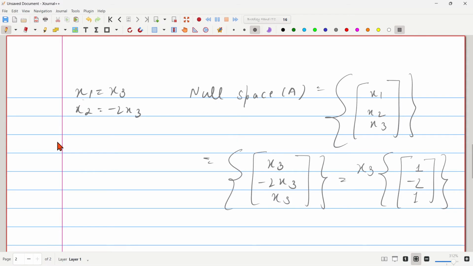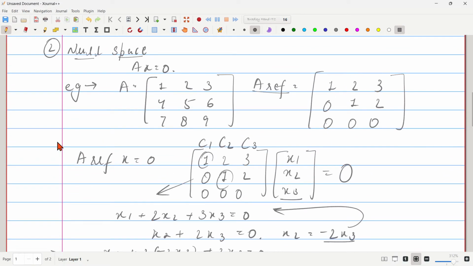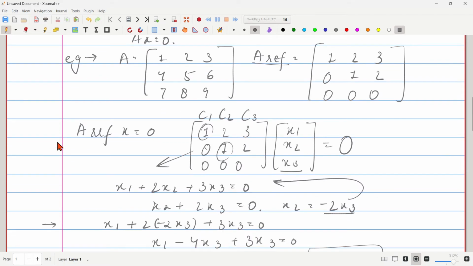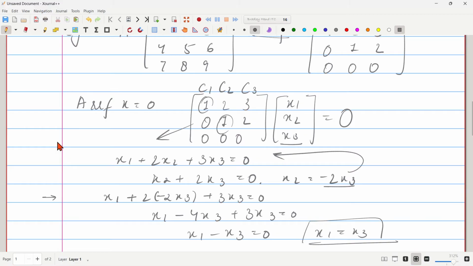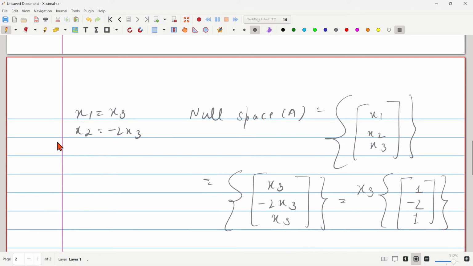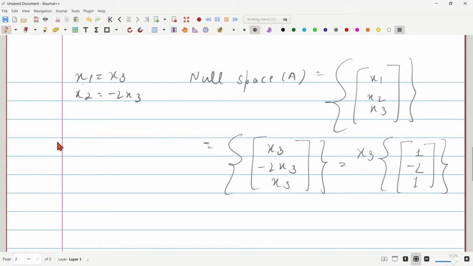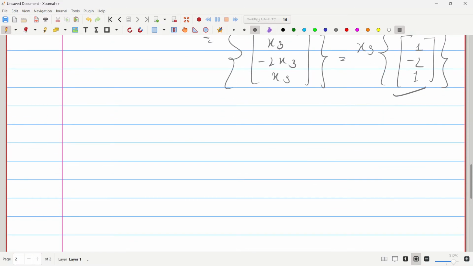So this is the method of finding the null space. First of all, you have to convert the matrix into REF form, then find which variables are dependent and independent, then multiply it with x and equate it to 0. You will get several equations. After solving your equations, you have to keep one thing in mind: for writing the null space, every element should be in terms of independent variables. Okay, so this is your null space.